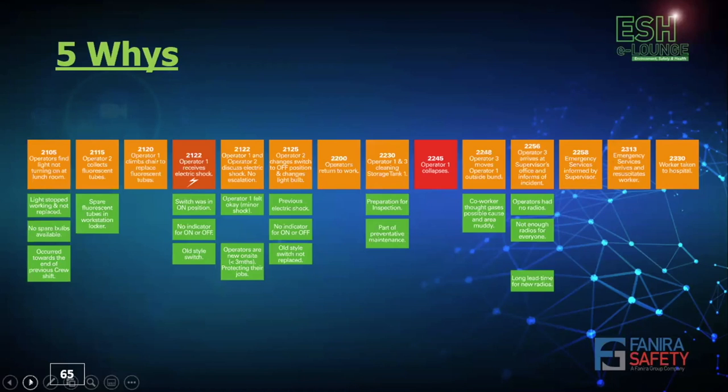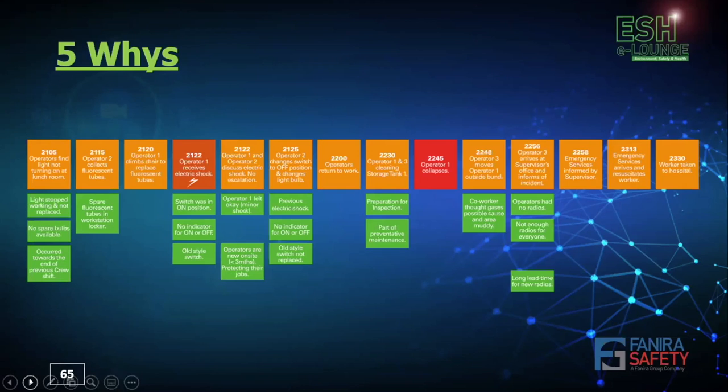You continue on, you look at another one, particularly operator 1 receives electric shock. Why did that happen? The switch was in the on position when it was changing the bulb. Why is the switch in the on position? Well, there was no indicator for on or off. Why was that? It's an old style switch that was in place.